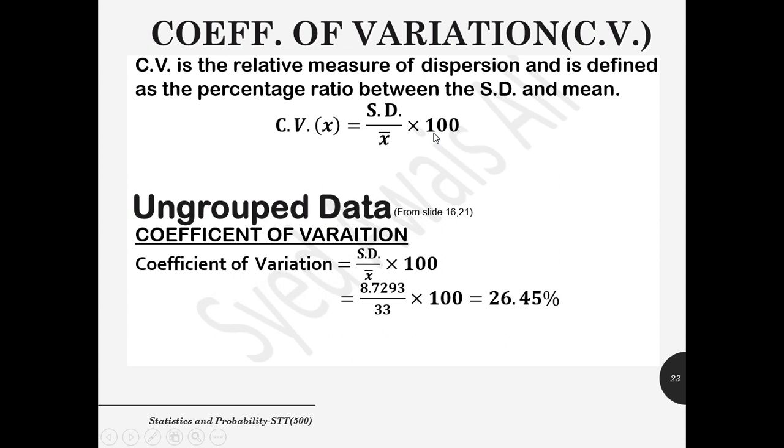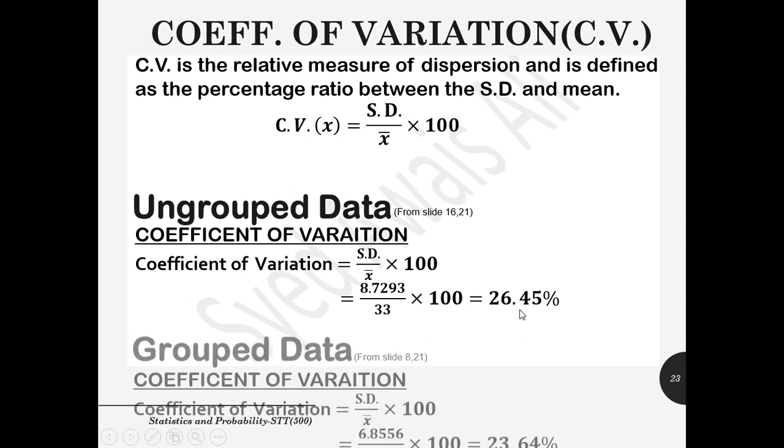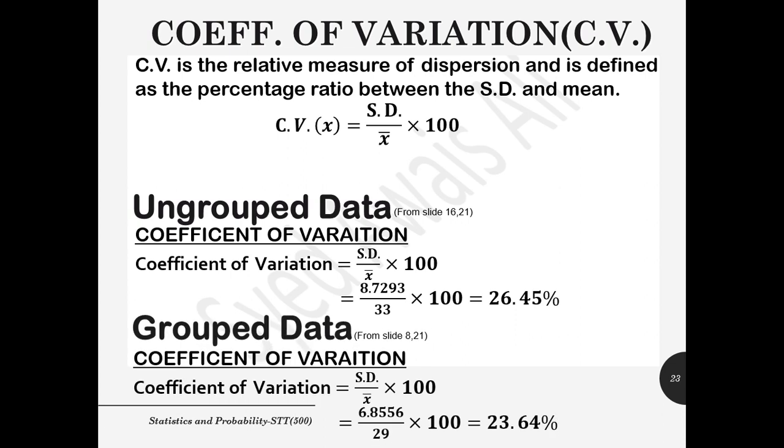So for ungrouped data, in slides number 16 and 21, we found S.D. as 8.7293 divided by 33 into 100 will be 26.45%. For group data, in slides number 8 and 21, we have discussed S.D., standard deviation, and x bar, arithmetic mean. We have to take the ratio of them, and then we have to multiply it by 100. That will give you 23.64.